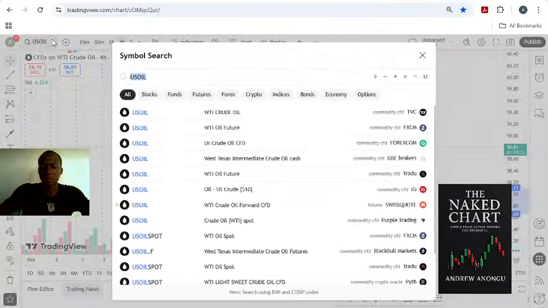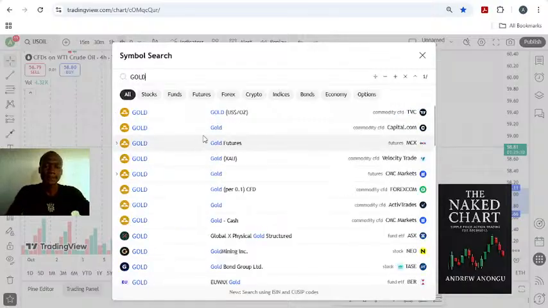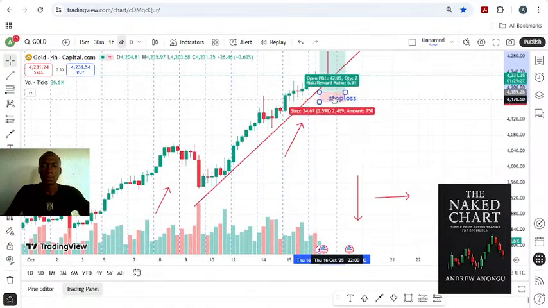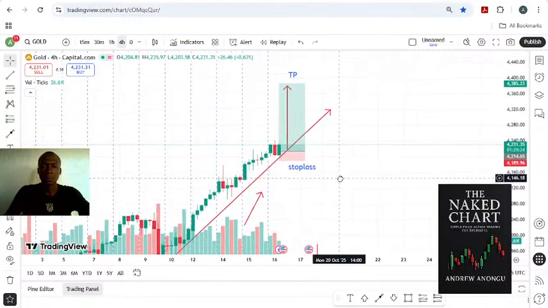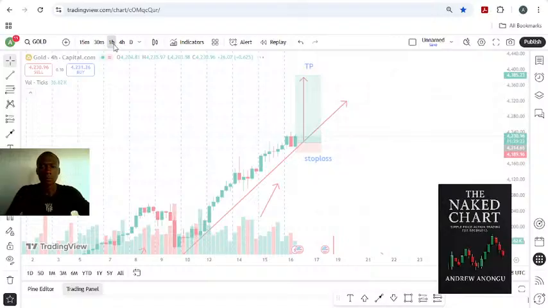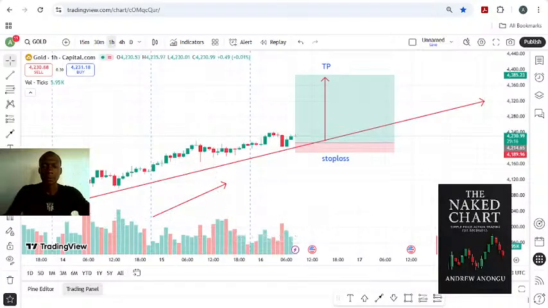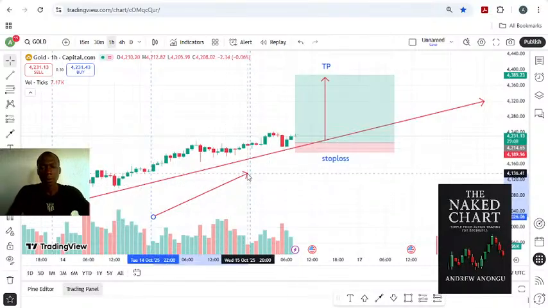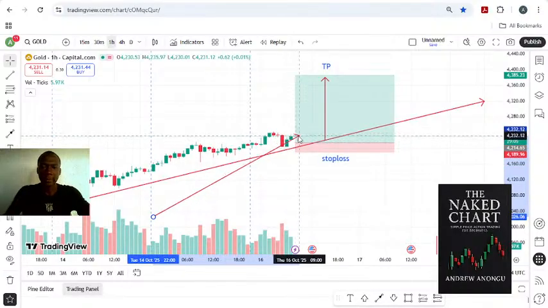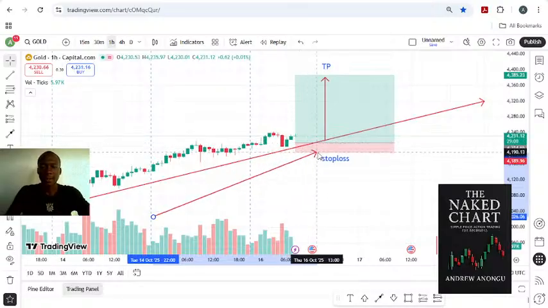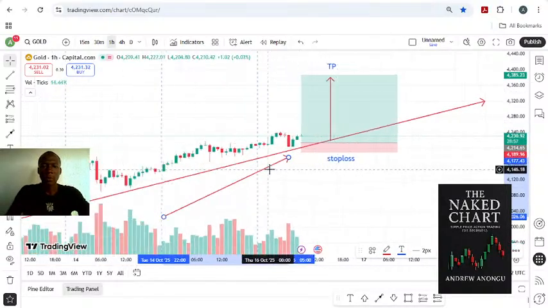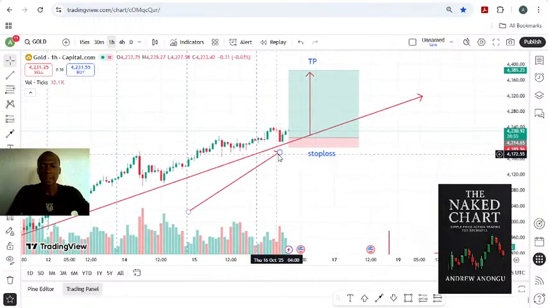Let's go back to gold. So on gold, as we said, we are only waiting for price to pull back and trigger us in at this level close to the trend line, and our stop loss is here for a continuation up. Because the overall trend is up, we are still looking for buys.